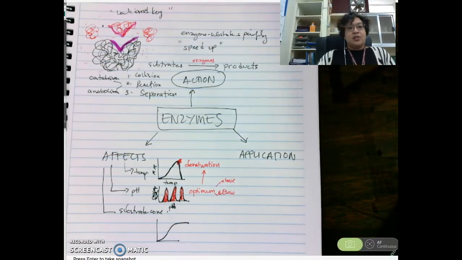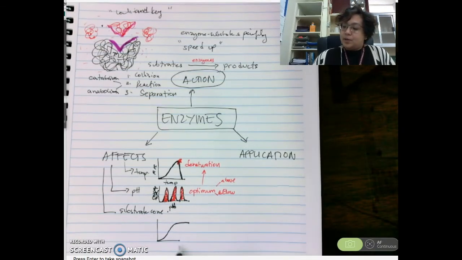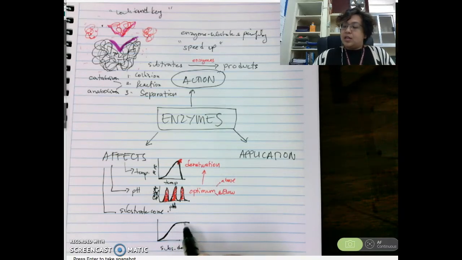Again, if they get denatured, the shape of the active site changes, therefore it cannot bond or bind successfully with your substrate. All right, so the last one is the effect of substrate concentration. So here in your x-axis, as we keep increasing your substrate, first it's slow, but then it speeds up. The rate of reaction becomes fast until it plateaus or it levels off.